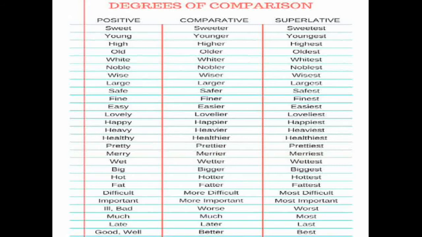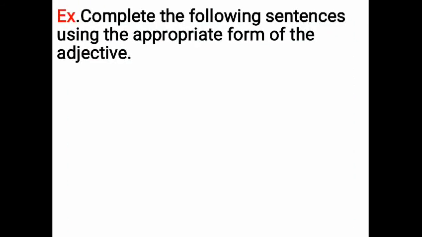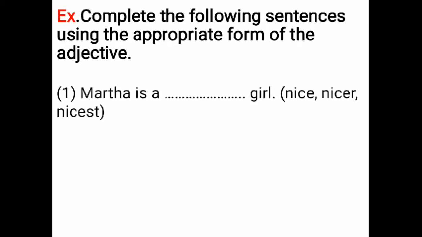We will do an exercise now. Complete the following sentences using the appropriate form of the adjective. Martha is a dash girl. Three options are given in bracket. You have to choose the correct option. Nice, nicer, nicest. Correct answer is Martha is a nice girl.